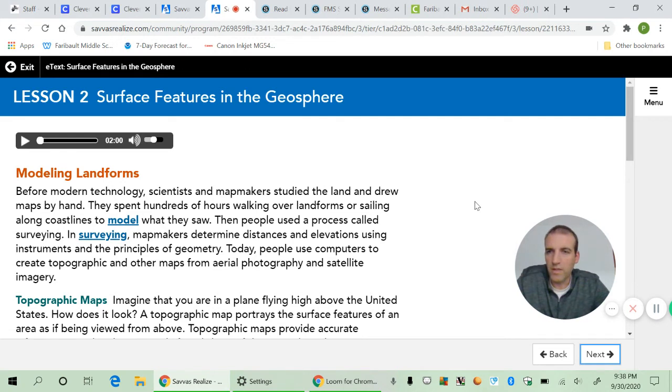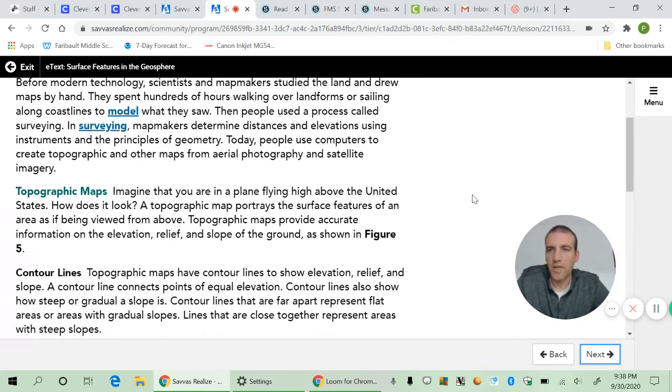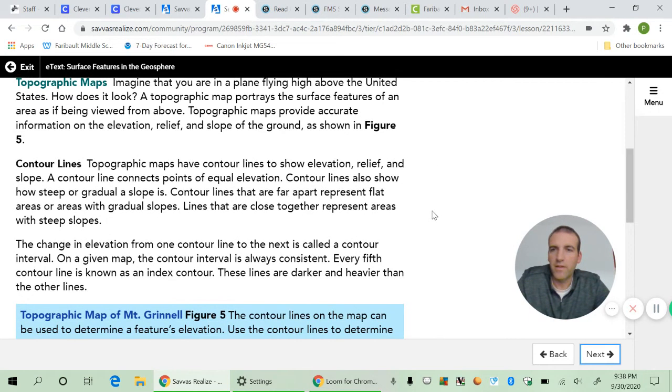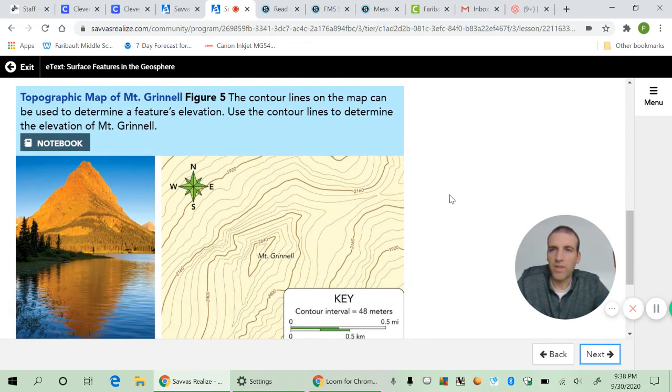When it comes to modeling landforms, we're going to be talking about different types of maps and mapping that can be done. Topographic maps are ones that use contour lines to show the elevation, relief, and slope on different landforms. So here we've got a topographic map of a mountain called Mount Grinnell. And using these lines, you can tell the shape of the mountain, and the numbers that are listed on there give you the different elevations. And so you can use these contour lines to determine the elevation of Mount Grinnell. And you're going to fill that in the notebook feature here.